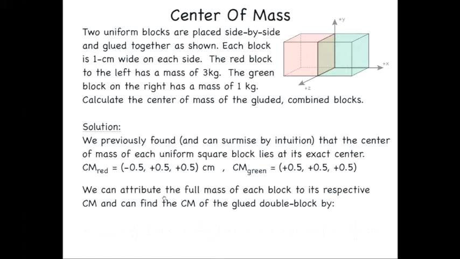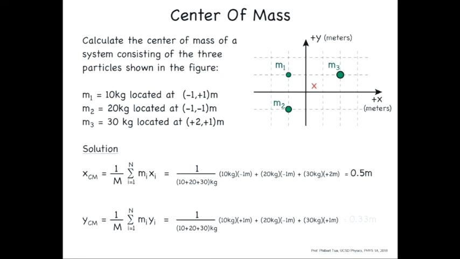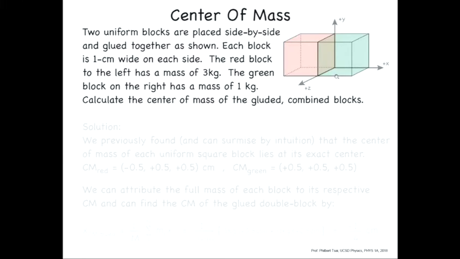One trick here is that I mentioned at the end of last class that once we found the center of mass, we can attribute all of that mass as if it were sitting at this one little infinitely small, infinitely dense particle, for the purposes of non-rotational dynamics. So we attribute the full mass of each block to its respective center of mass, and then we can find the center of mass of the glued double block by the same method we did for that very easy problem. This represents a gigantic block, and this represents a gigantic block, and we just glue them together.